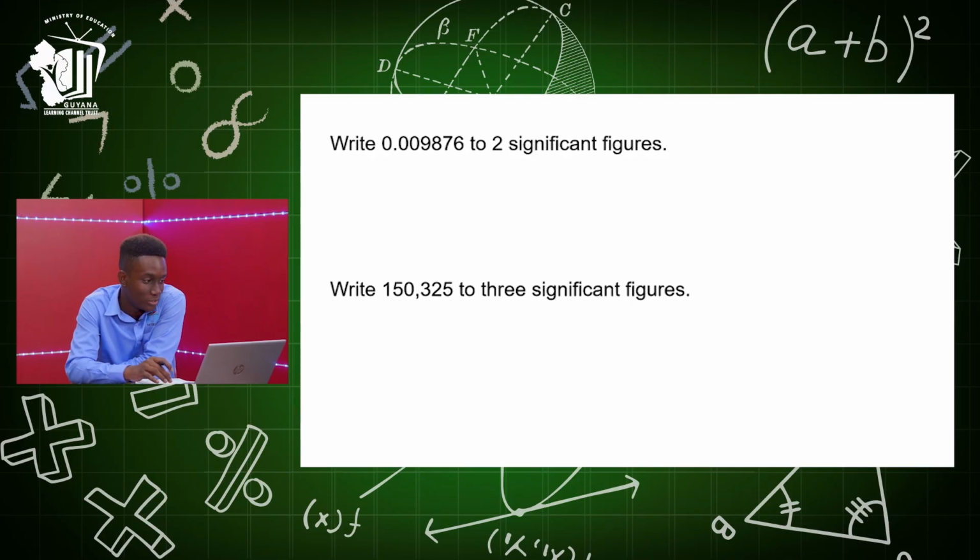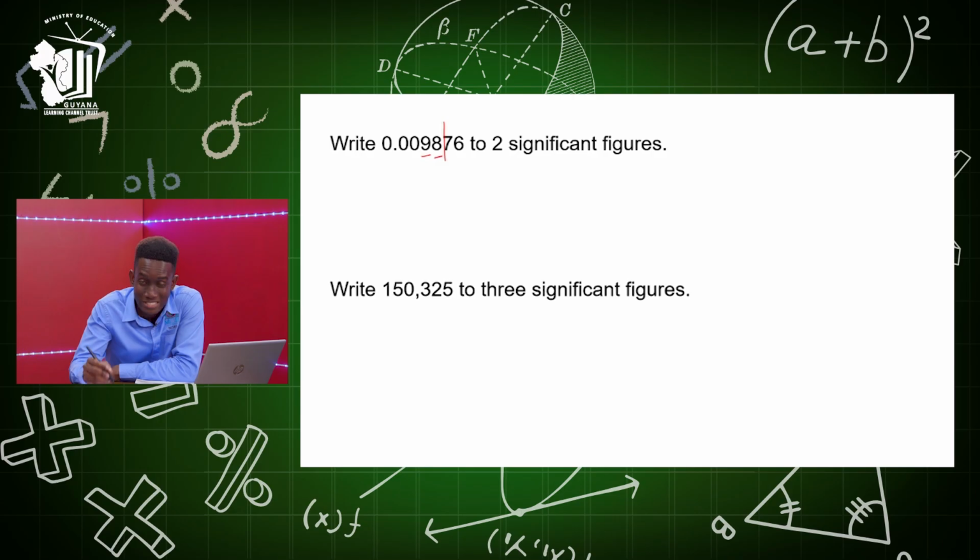Let's say we wanted to round 0.009876 correct to 2 significant figures. For this one, we cannot start counting from the 0. We have to start counting from the first non-zero digit. So the first non-zero digit would be 9. We count 1, 2. And then we look at the digit after where we stop, which would be 7.